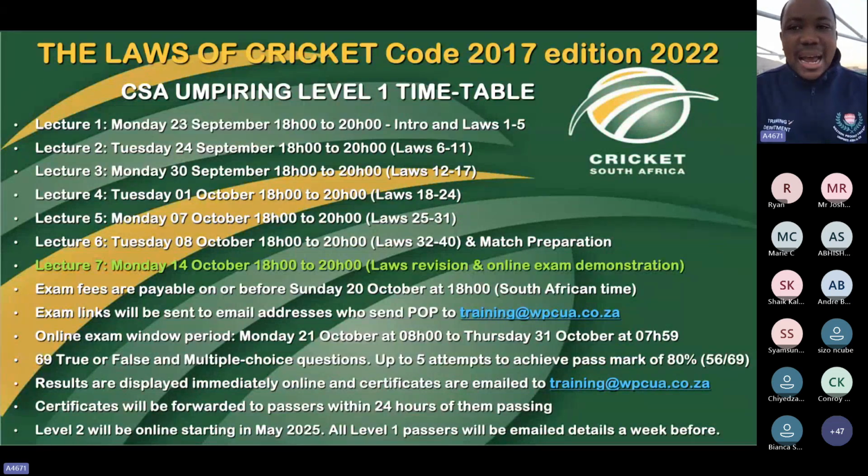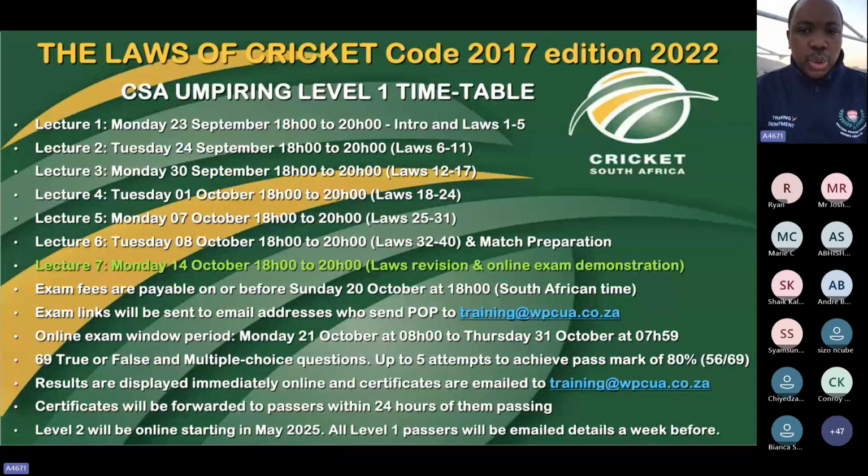So let's have a look at the timetable that we will be going through in the next 3.5 weeks. Today, Monday, the 23rd of September, we are going through an introduction, the spirit of cricket, and then Abdullah will take us through laws 1 to 5. Tomorrow, we will be going through laws 6 to 11. Next week, Monday, laws 12 to 17. Next week, Tuesday, laws 18 to 24. Then 2 weeks from today, laws 25 to 31.